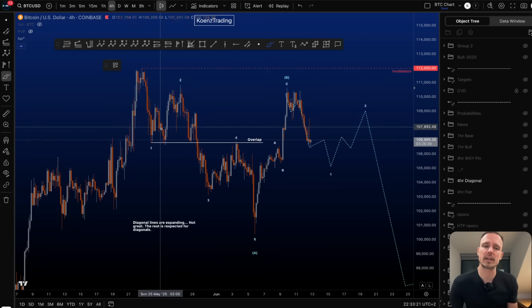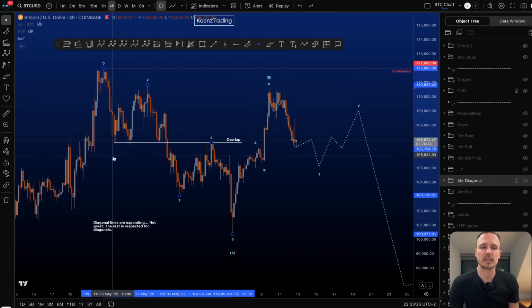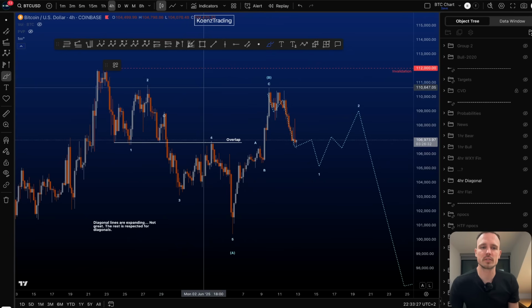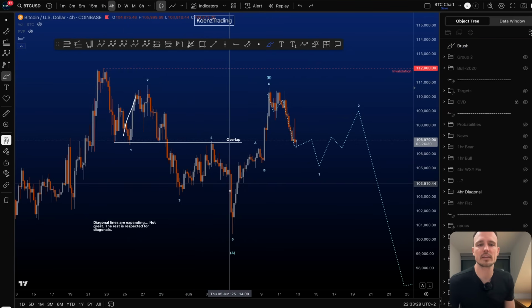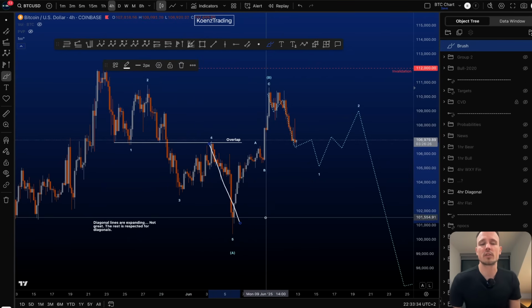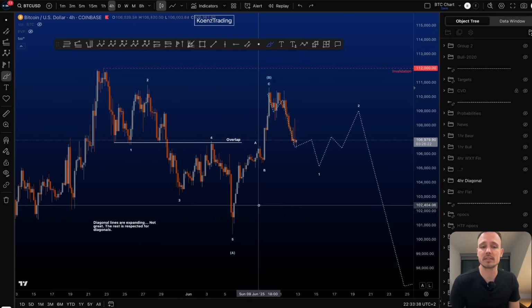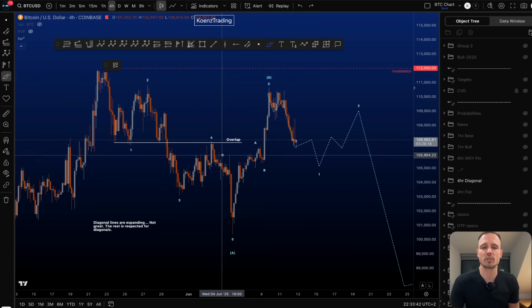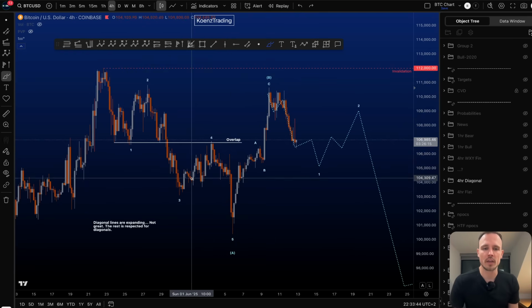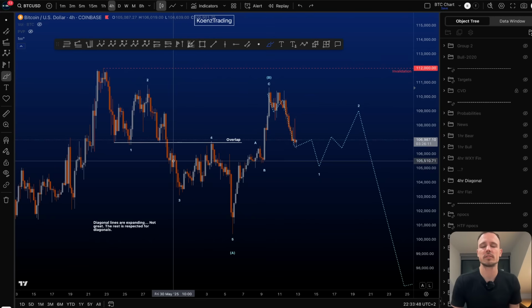Now then we get to a diagonal, right? So we have a diagonal 1, 2, 3, 4, 5. In that case, wave 2 and wave 4 in a diagonal have to be zigzag family structures. Wave 5 in a contracting diagonal should be shorter than your wave 3, which is the case, right? A contracting diagonal is also the most common diagonal, so you want 5 to be shorter than 3. You want wave 4 to be shorter than 2, which is also the case, right?